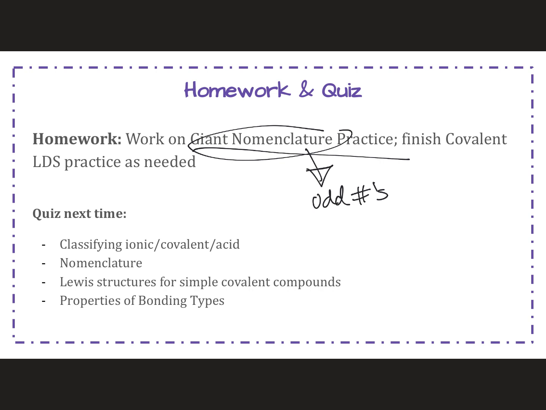And then make sure that you're ready for your quiz next time. That includes classifying ionic and covalent and acid substances, using nomenclature, and being able to draw Lewis structures for some simple covalent compounds, as well as talk about properties of different types of bonds.